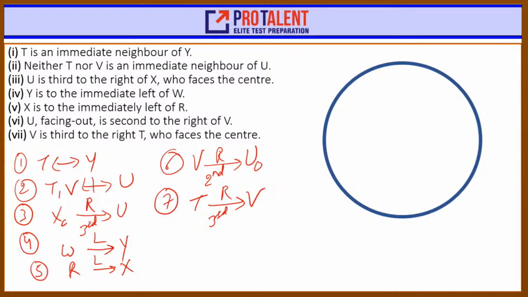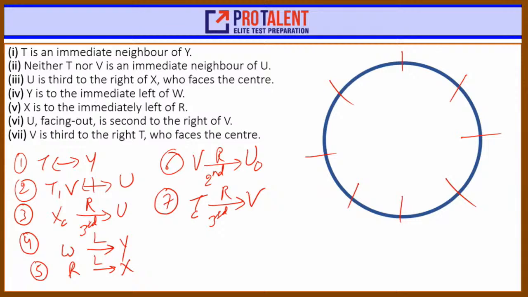So who is facing the center? T is facing the center. Okay, T is facing the center. So what I have done is that these 7 points I have written in a pictorial form. Okay, fine. So let me see how you people are doing it now. So 1, 2, 3, 4, 5, 6, 7, 8.